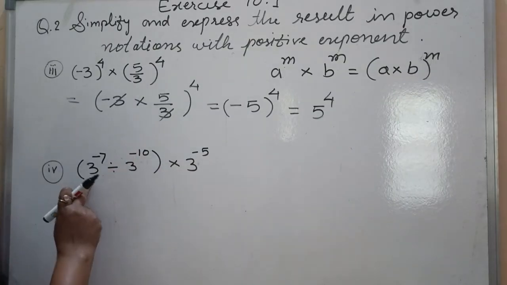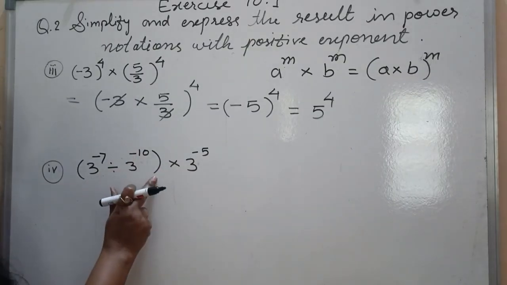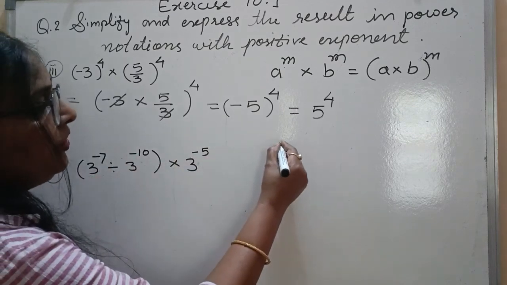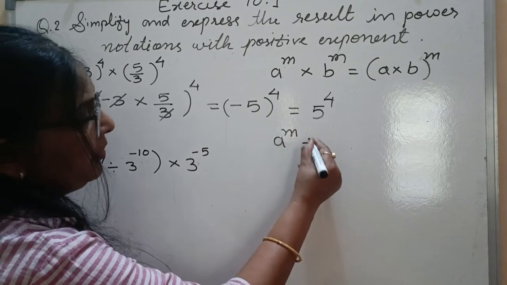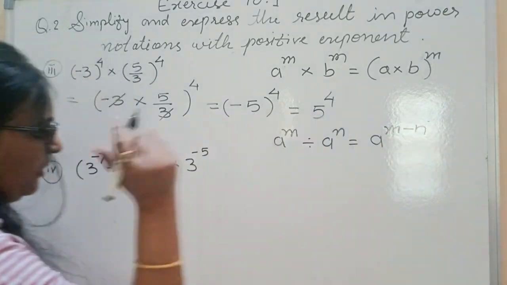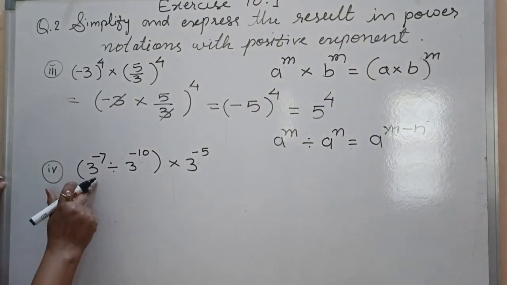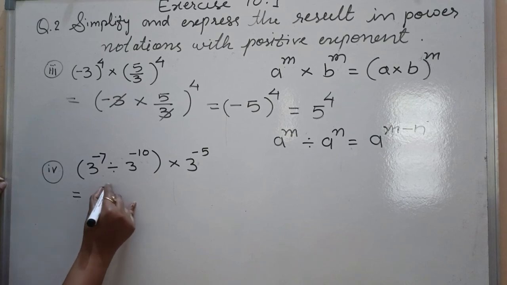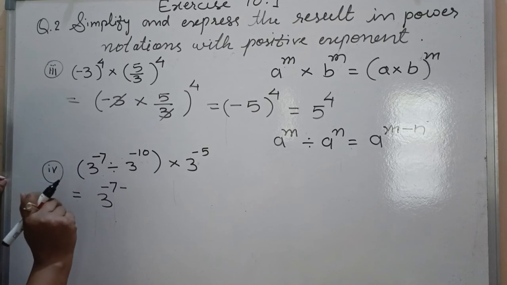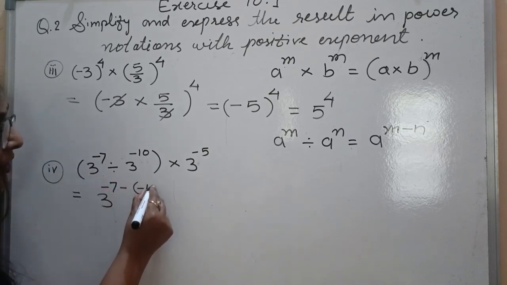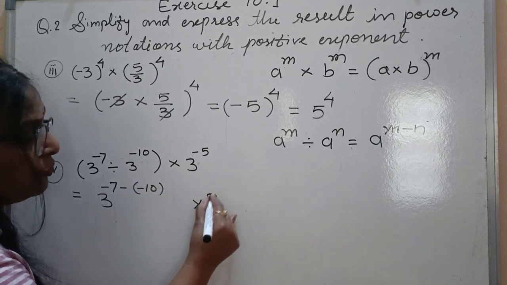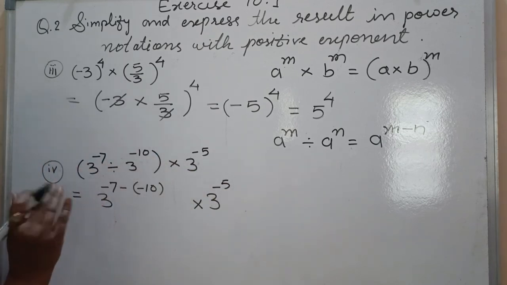Next sum. Here in this sum, we are going to solve the bracket first. Here which law can you use? Bases are equal. Therefore, you can use here a^m divided by a^n is equal to a^(m minus n). So apply this law. How can you make this? 3 raised to the power minus 7. Then this middle sign minus. And here the next power is minus 10. Therefore, I will keep it in bracket, minus 10. Next into 3 raised to minus 5. As it is, I have written.